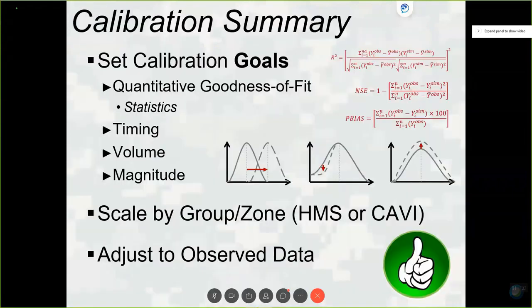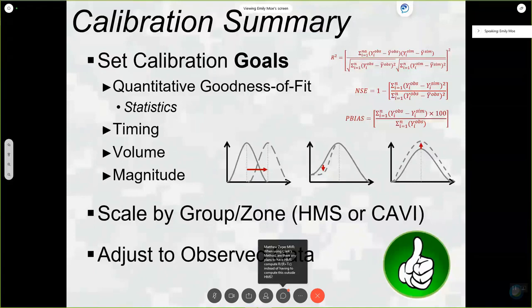So in summary, it really helps to set calibration goals that are reflective of the scope of your project. Scaling the group by group or zone is a handy way to calibrate several subbasins at once and still maintain spatial parameter variability. And consulting the parameter response cheat sheets can be helpful to new modelers to determine which parameters might require adjustment during calibration.